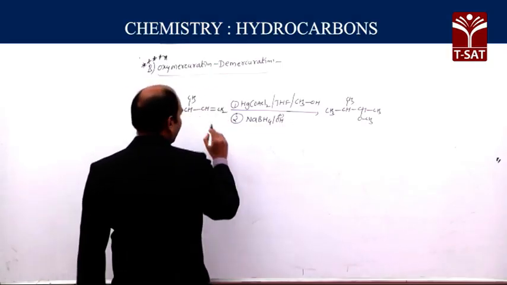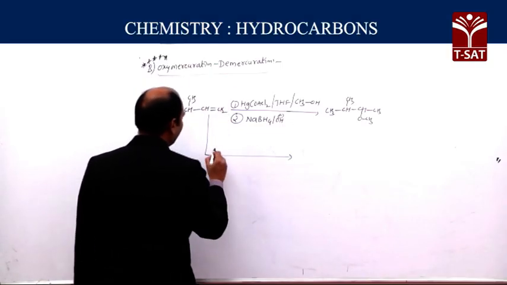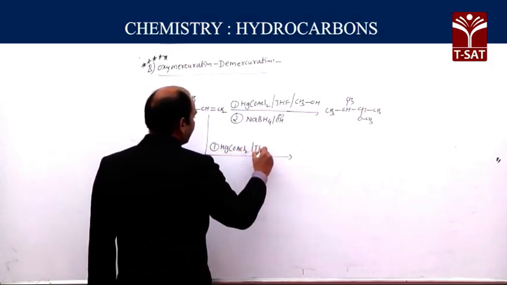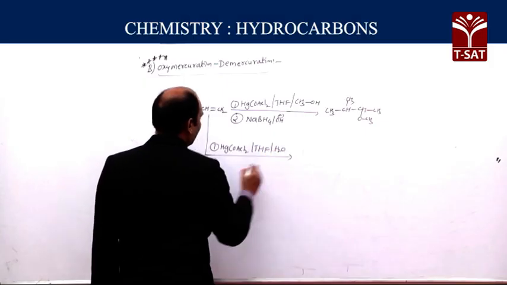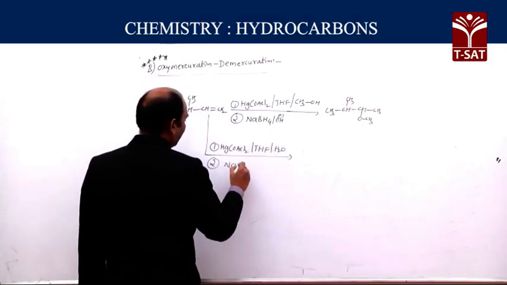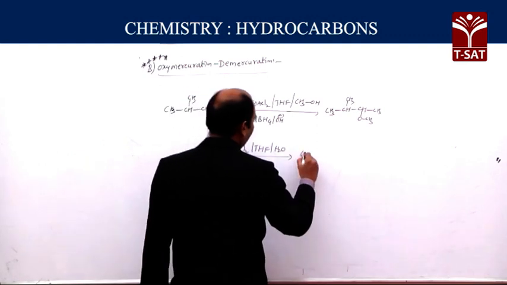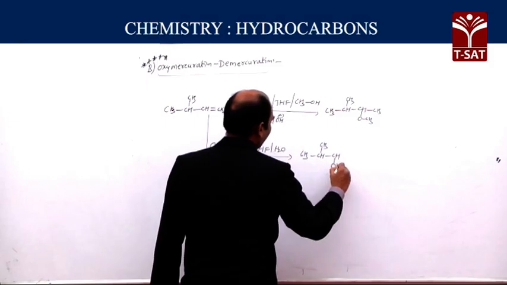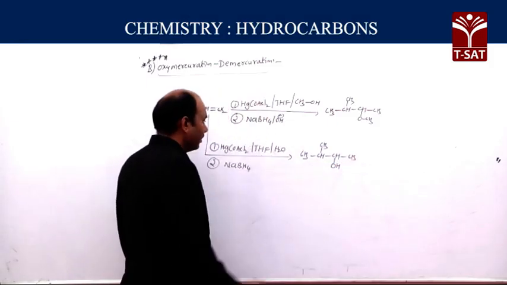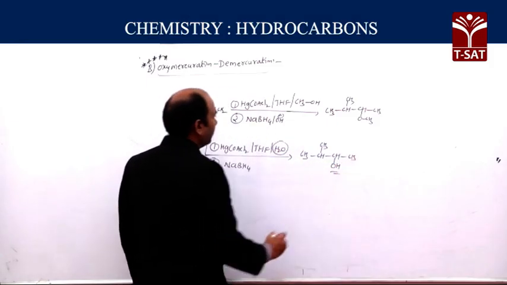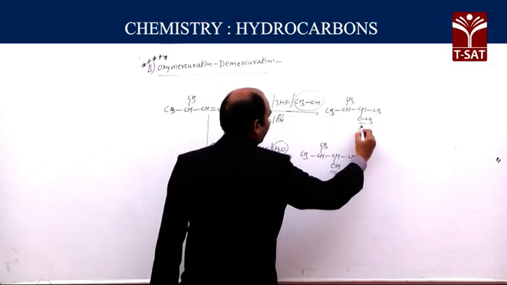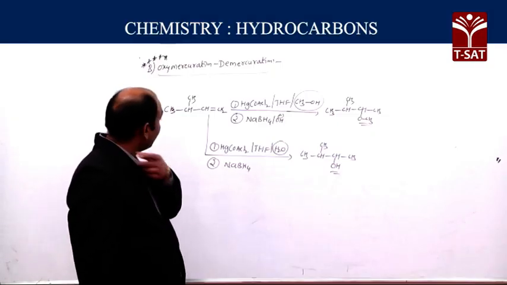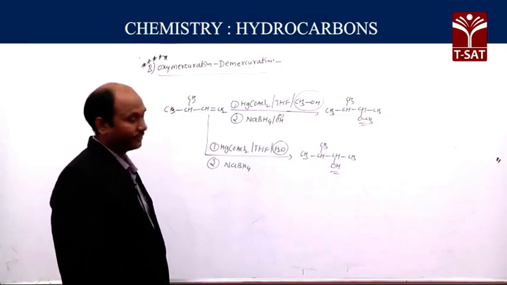So in the previous case we discussed, Hg(OAc)2, THF, and here it is H2O. The second step is NaBH4. So what happens? We get this compound CH3, CH, OH, CH3. If we use water, alcohol is formed. If we use alcohol, we get ether. This method is oxymercuration and demercuration. This is following Markovnikov's rule.